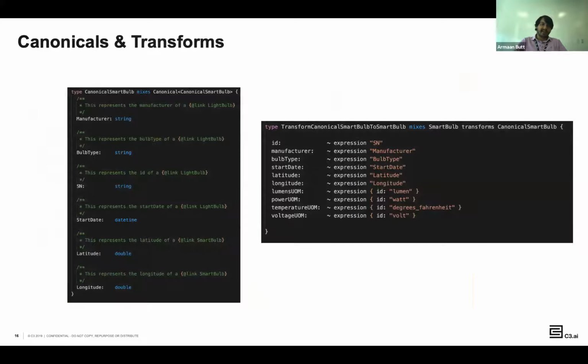So this is how it looks if you were to use a traditional IDE. On the left, you have the canonicals, and you can see I'm defining fields that I expect as part of this canonical smart bulb data source. And on the right, you can see a transform where I'm specifying an expression and doing some manipulation to then map it to data sources we have on the platform.